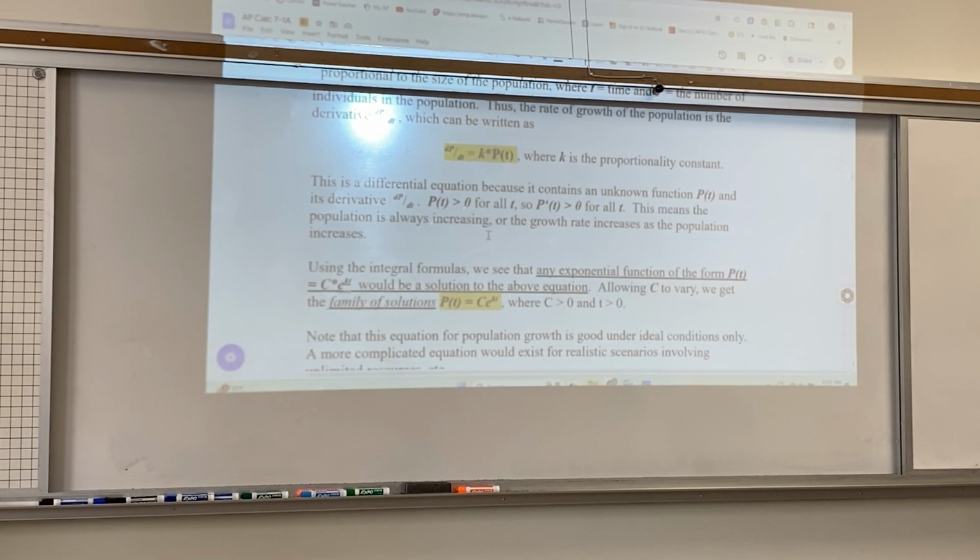And how did we get from here to here? We just use integral formulas. Anything that's in this form right here, the first form, anything that's in that derivative form, this could be a solution.